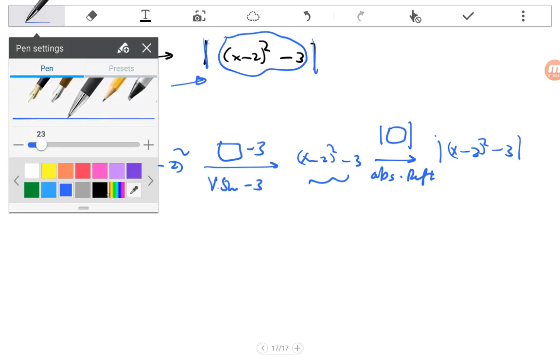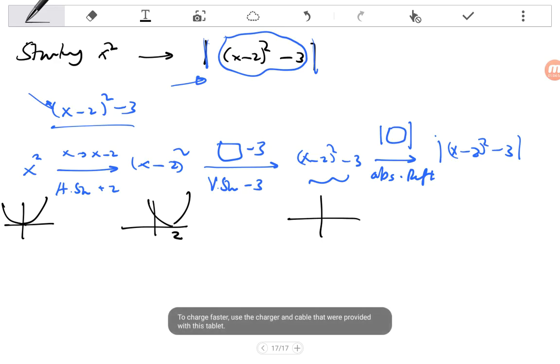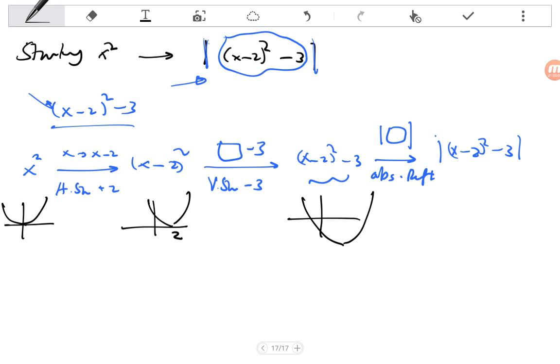Okay, now let's make these steps. That is x squared. I will make a horizontal shift of plus 2, so that will be like this. Then I will shift it vertically downwards 3 steps, so that will be something like this. Then I will make the absolute reflection. What is absolute reflection? Any negative result, make it positive. Yes. So the needed result is just this red function.